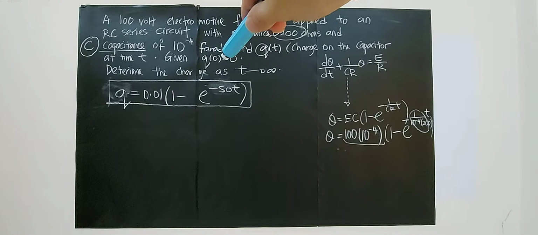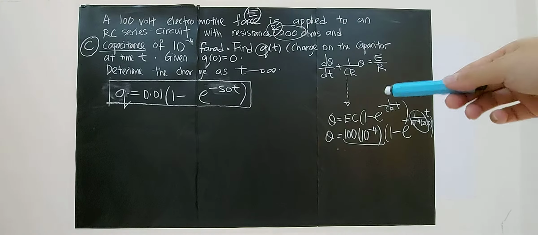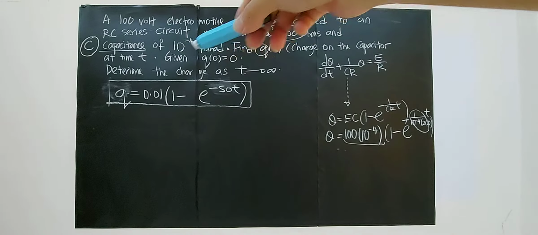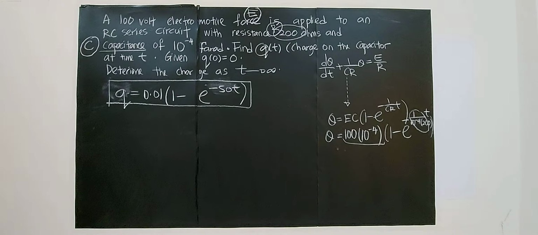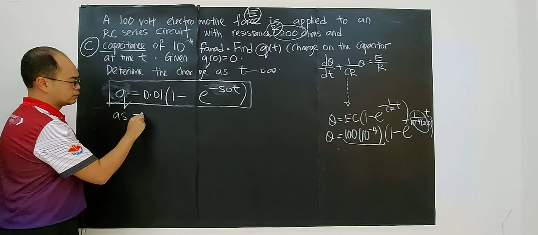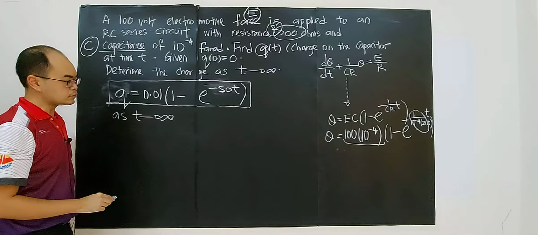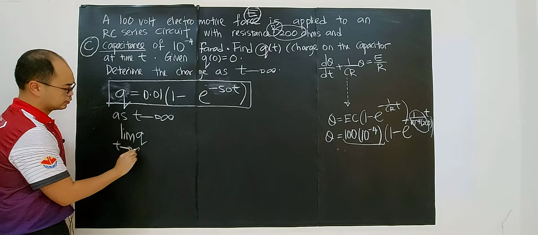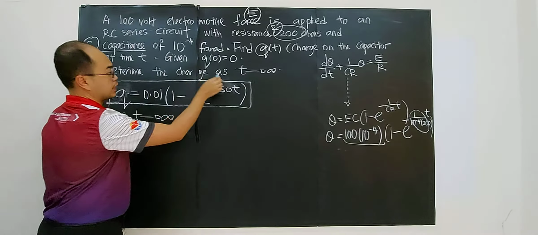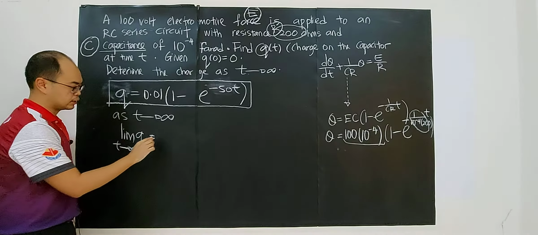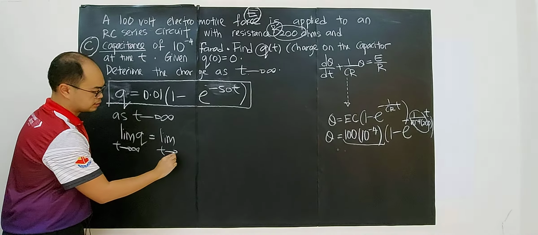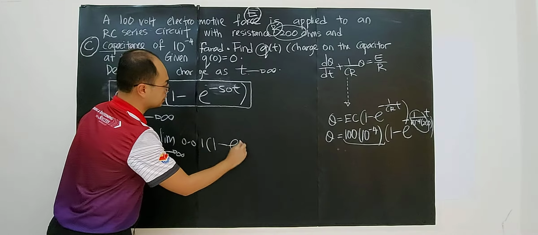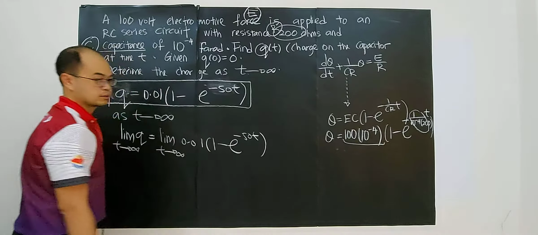So q is the charge on the capacitor at time t. Given that q0 is 0, that doesn't matter, because when we derived this we already knew that at time 0 the charge will be 0. Now they want to determine the charge as time approaches infinity, which is the limit of q as t approaches infinity: 0.01 times 1 minus e to the negative 50t.